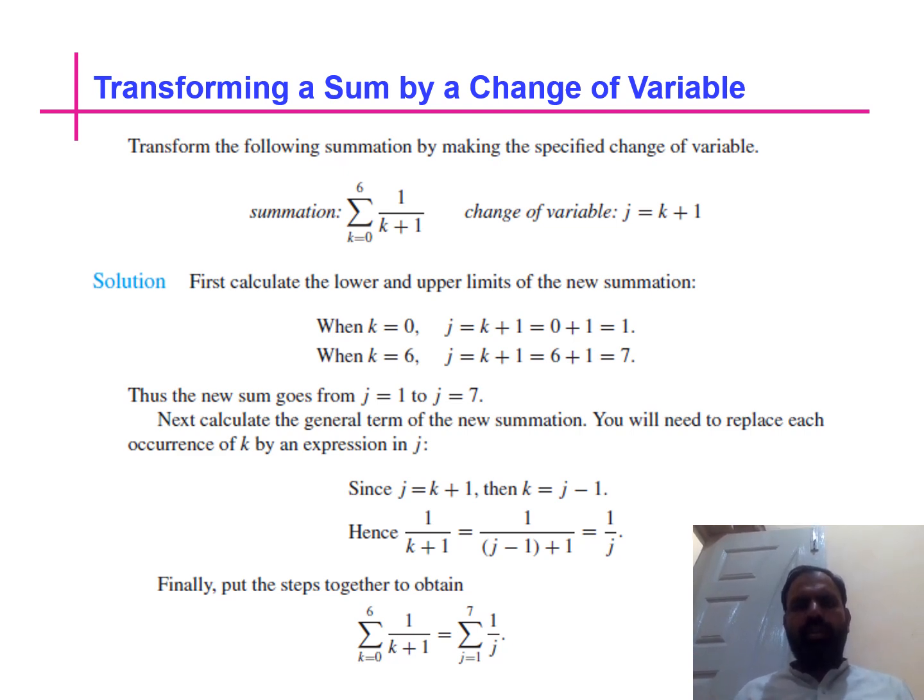Next, to calculate the general term of the new summation, we need to replace each occurrence of k by an expression in j. Since j is equal to k plus 1, then k is equal to j minus 1. So 1 over k plus 1 is equal to 1 over, we put the value of k as j minus 1, so this is 1 over j. So we put the steps together to obtain: summation k from 0 to 6 of 1 over 1 plus k is equal to summation j varies from 1 to 7 of 1 by j. So we can transform a sum by change of the variable.